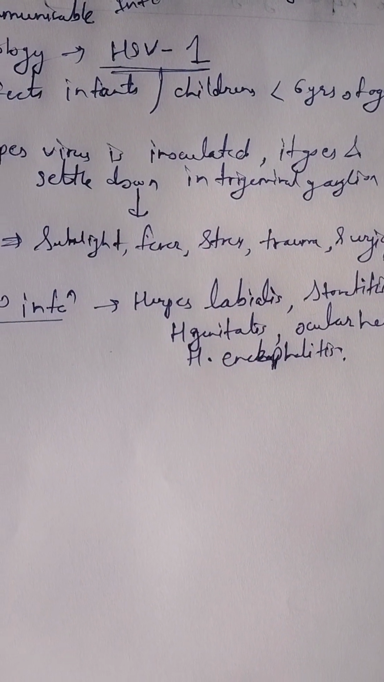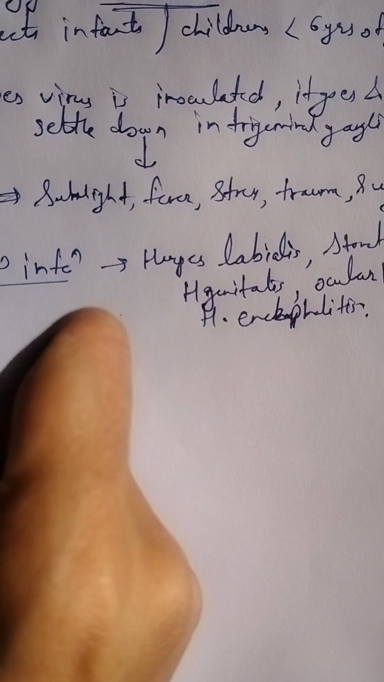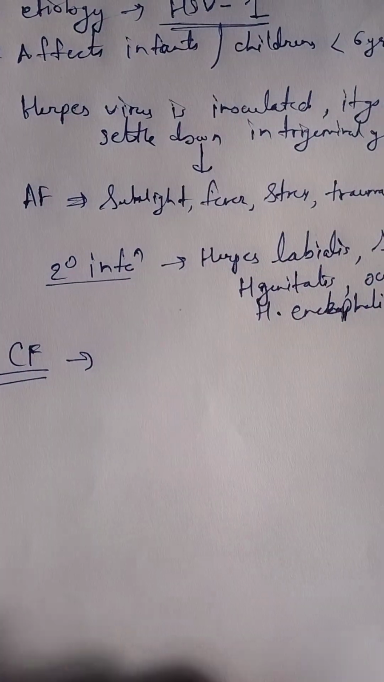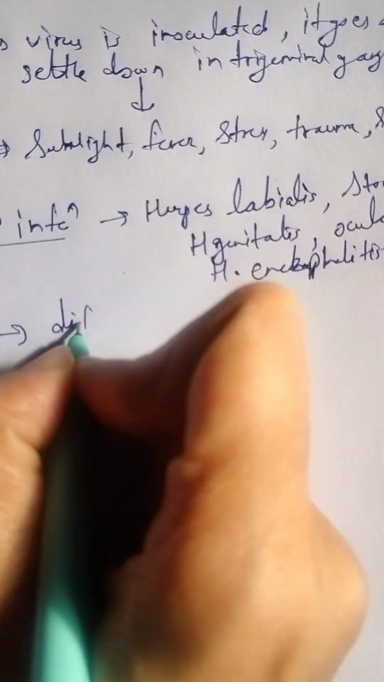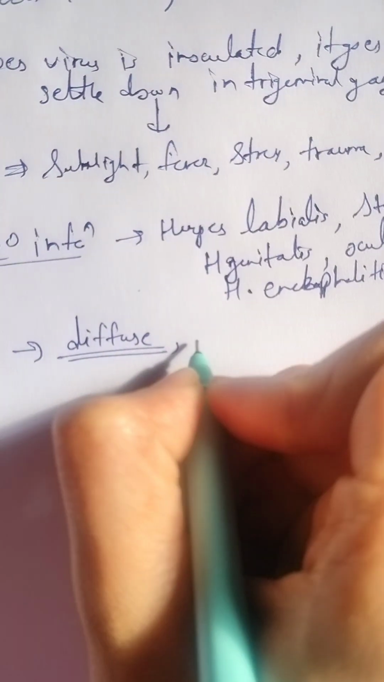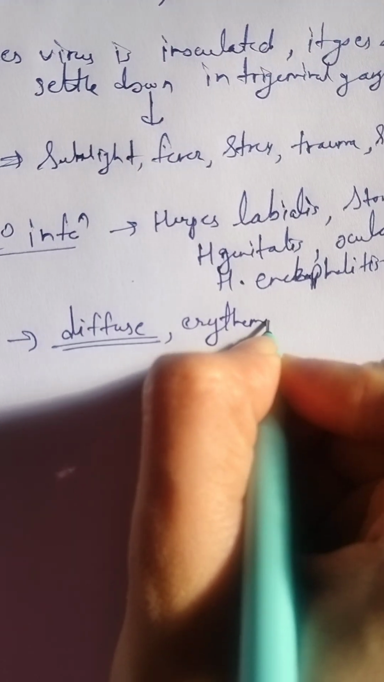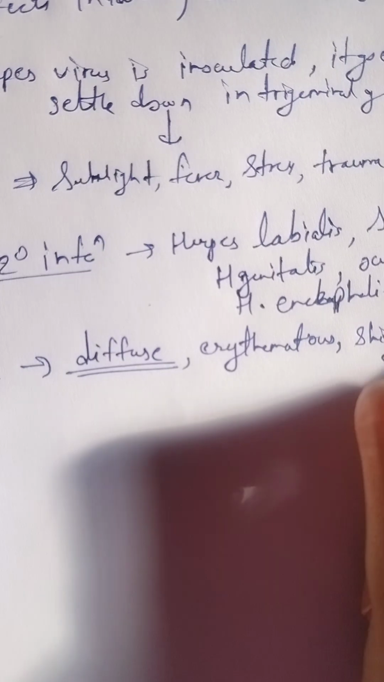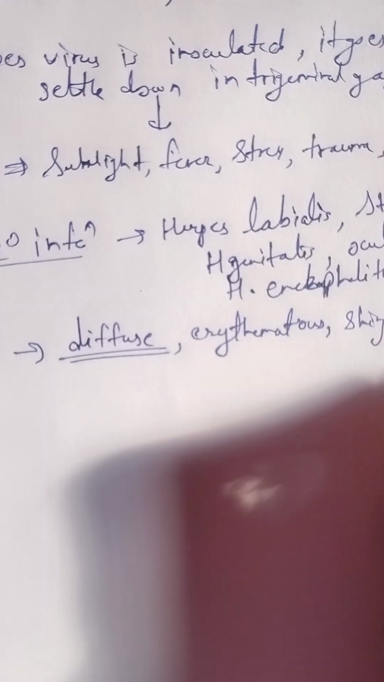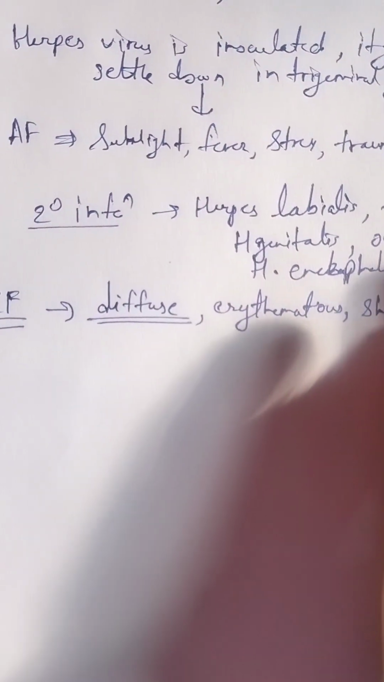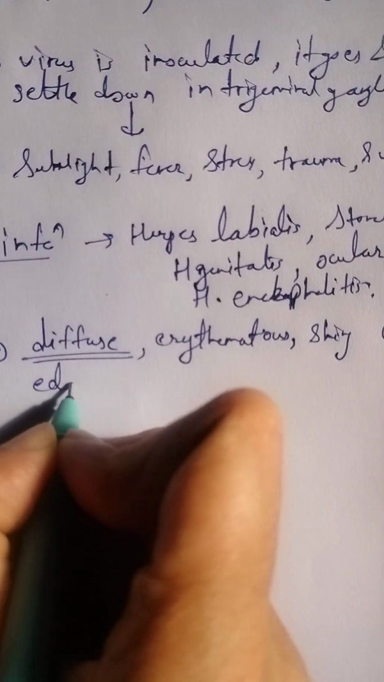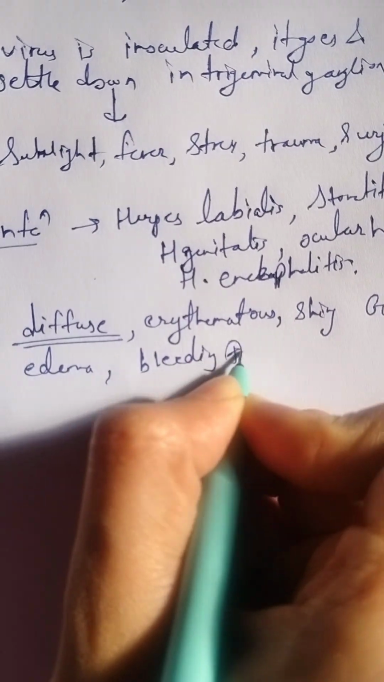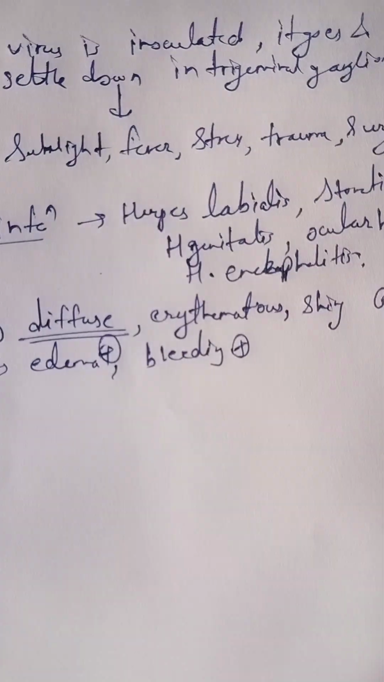The most common clinical features of this are the diffuse erythematous, shiny involvement of the gingiva and the mucosa. There is edema present as well as gingival bleeding also present.